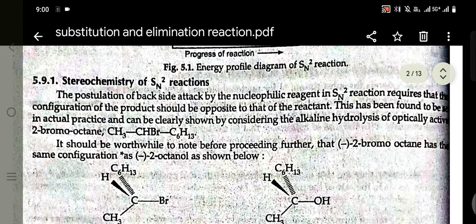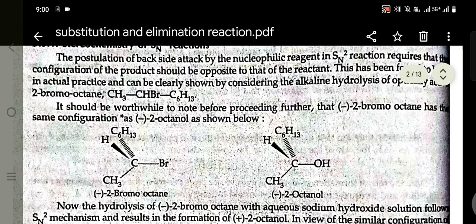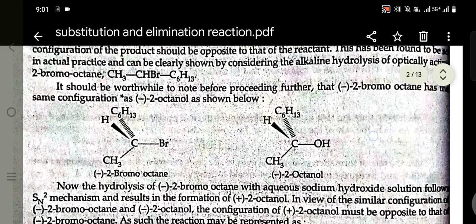Stereochemistry of SN2 reactions. The postulation of backside attack by the nucleophilic reagent in SN2 reaction requires that the configuration of the product should be opposite to that of the reactant. This has been found to be so in actual practice and can be clearly shown by considering the alkaline hydrolysis of optically active 2-bromo-octane, that is CH3CHBrC6H13. It is worthwhile to note before proceeding further that 2-bromo-octane has the same configuration as 2-octanol.